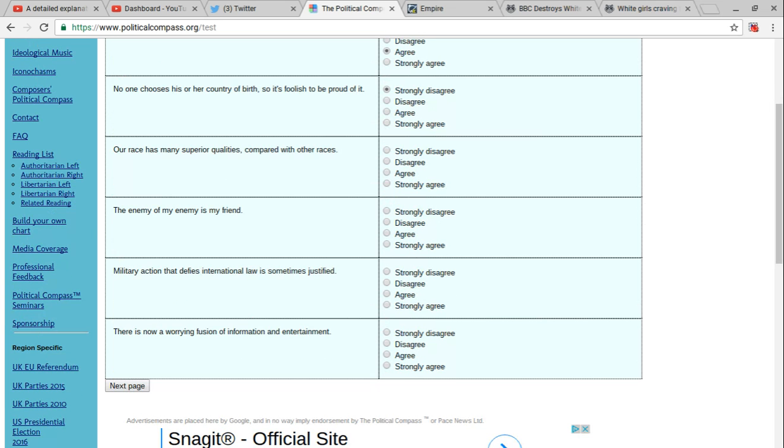All right, this is a good one. Our race has many superior qualities compared with other races. Now, if we're talking about color, I got a problem with that. If we're talking about the human race in general, what other races are we comparing it to?